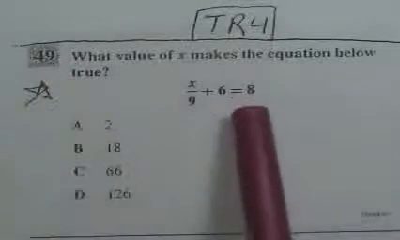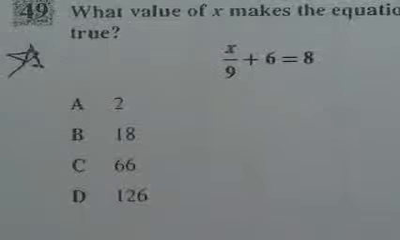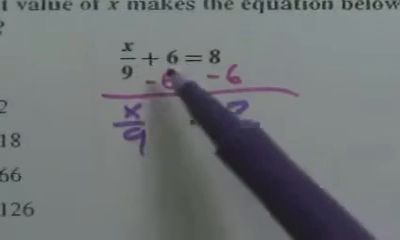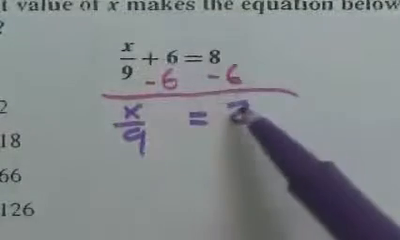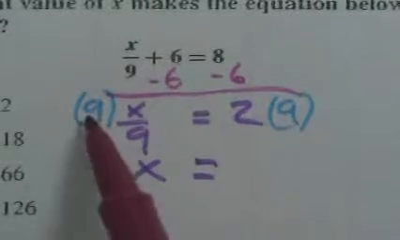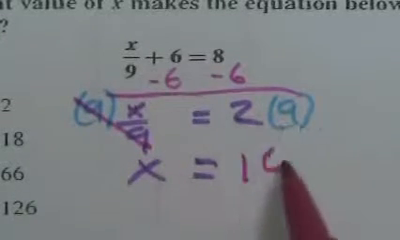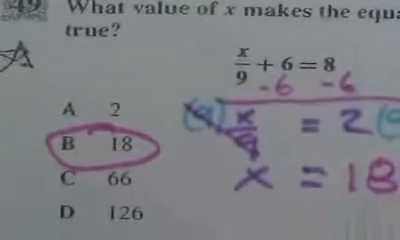Number 49, what makes the equation true? Now, if you forgot how to solve for x, simply plug in a number and see if it works. My first step is to subtract 6, and that gives me 2 on this side. Then I multiply by 9 on both sides to get the x by itself. 2 times 9 is 18. Letter B.